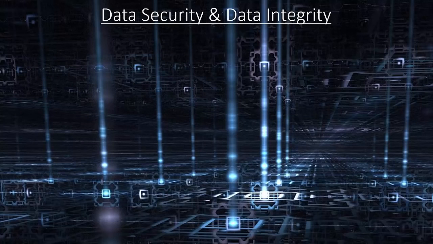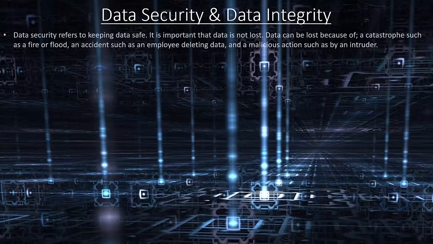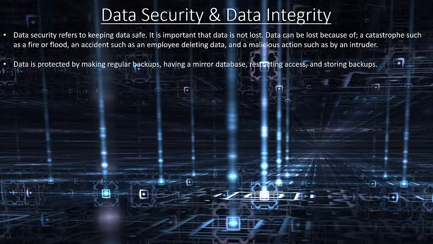Data security and data integrity. Data security refers to keeping data safe. It is important that data is not lost. Data can be lost because of a catastrophe such as a fire or flood, an accident such as an employee deleting data, and a malicious action such as an intruder. Data is protected by making regular backups, having a mirror database, restricting access, and storing backups.